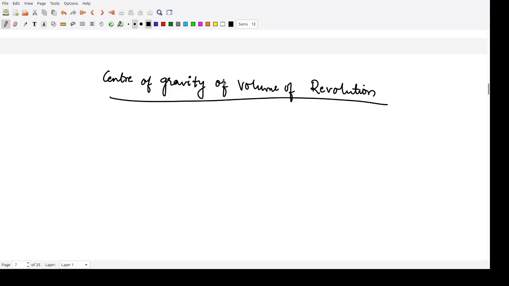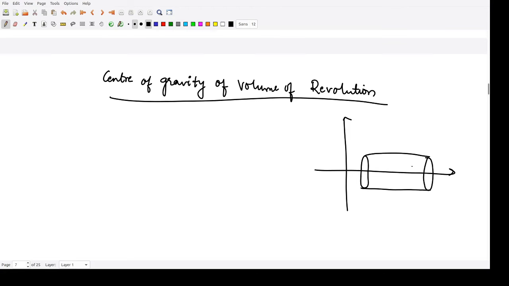Center of gravity for the volume of revolution. For this, suppose we are given some solid of revolution. Suppose this is the given curve, and when you rotate this about the x-axis, you would have this solid of revolution. Now we are to find the center of gravity for this solid of revolution. So this is the question.